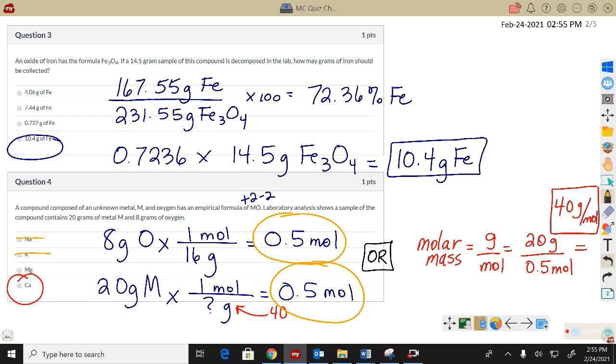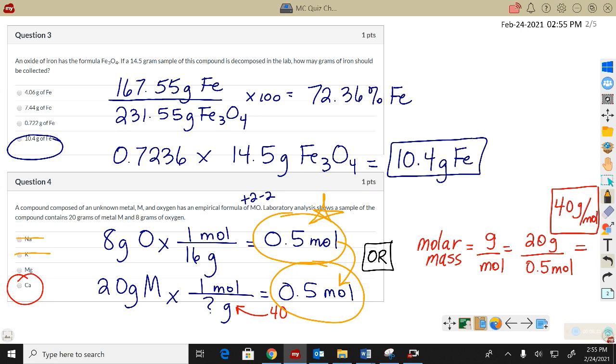Now the other option is to calculate molar mass. Molar mass is grams per mole. It's what we would find on the periodic table. And so from there I could say, well, no matter what, I've got to do this step here. I've got to start with that 8 grams of oxygen and turn it into moles. From there, once I know that it's 0.5 moles of oxygen, then I also know that it's 0.5 moles of metal M, because of the formula. It's a 1-to-1 ratio in the formula.